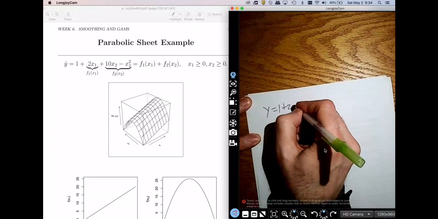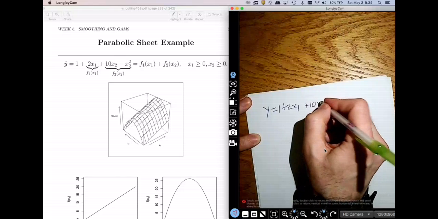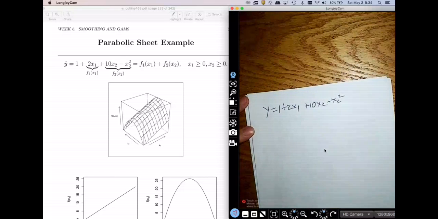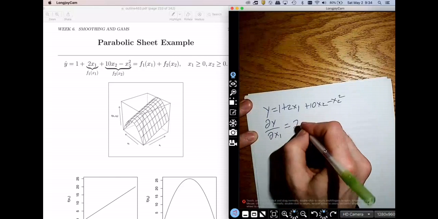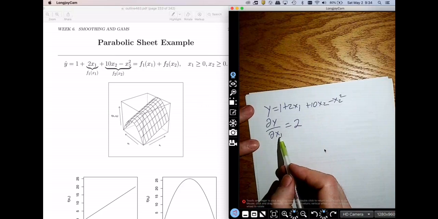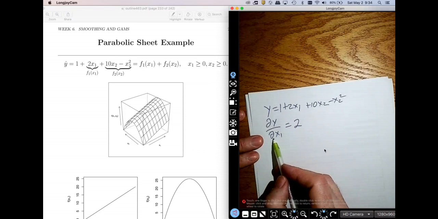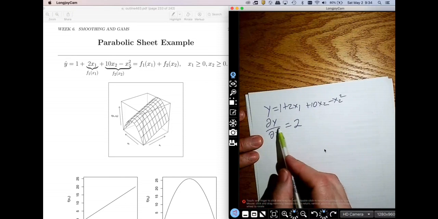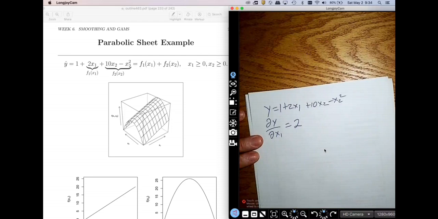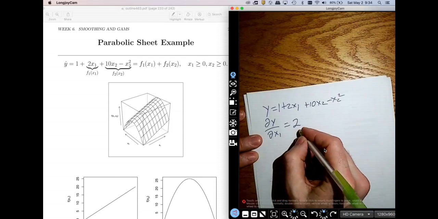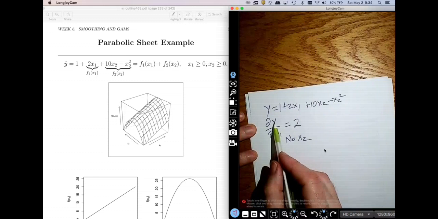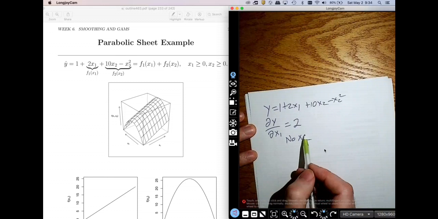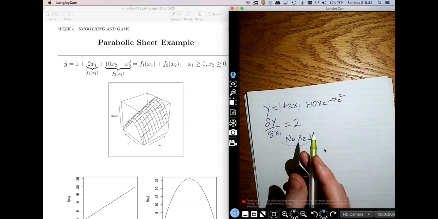So 1 plus 2x1 plus 10x2 minus x2 squared. If I take the partial derivative of this with respect to x1, what do I get? Well, I get 2. And so what this says is, as I move in the x1 direction, my y gets bigger at that rate. Notice this does not involve x2. There is no x2 in that expression, so the slope of y with respect to x1 does not involve x2. That's what I mean by an additive model.